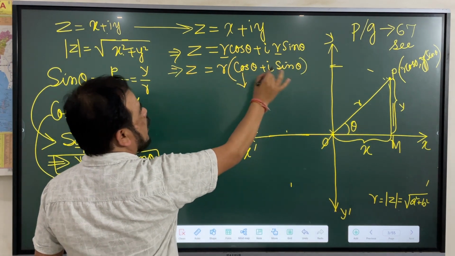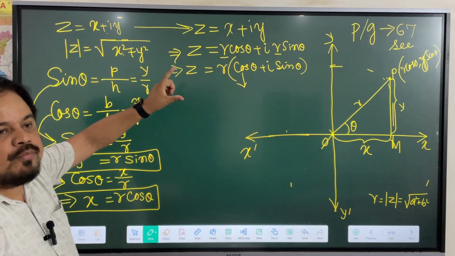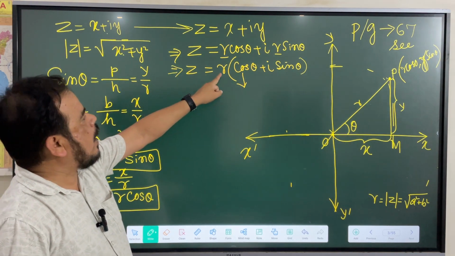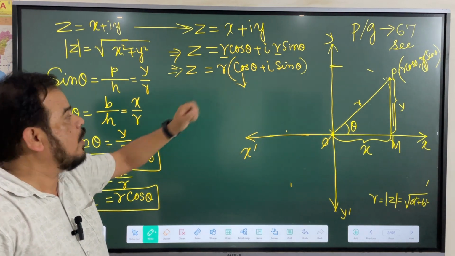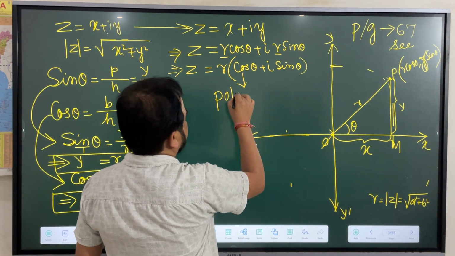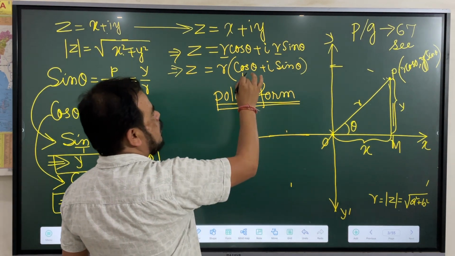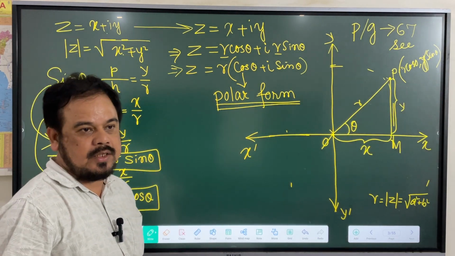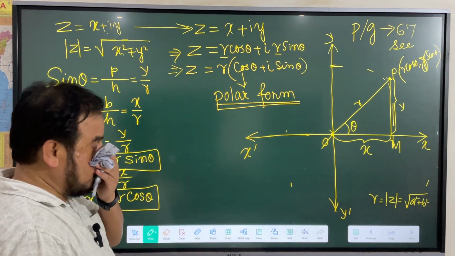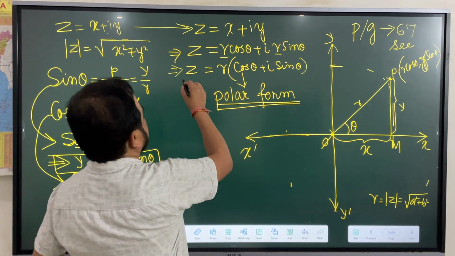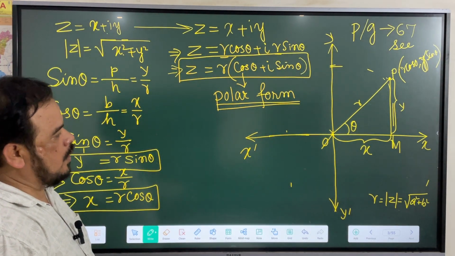This is another form of complex number. z is equal to x plus iy is the standard form of complex number. Now z is equal to r cos theta plus i r sin theta. This is another form of complex number, which is called polar form. When cos and sine, these trigonometrical ratios, are present in a complex number, that formation is called polar form of complex number. This is what you have to learn. What we have got just now: z equals r cos theta plus i sin theta.